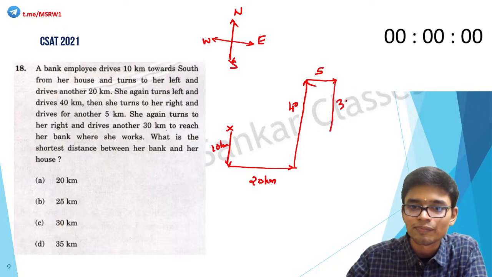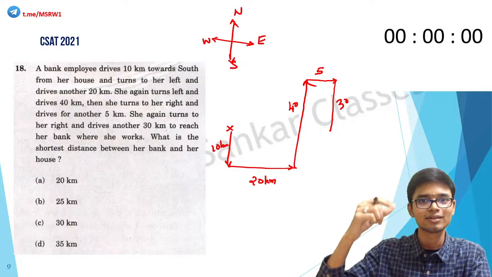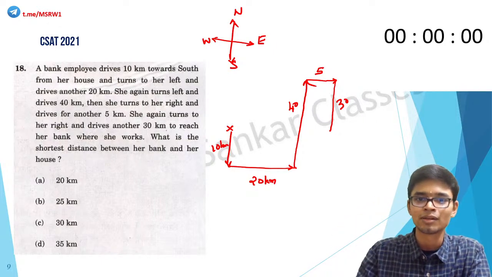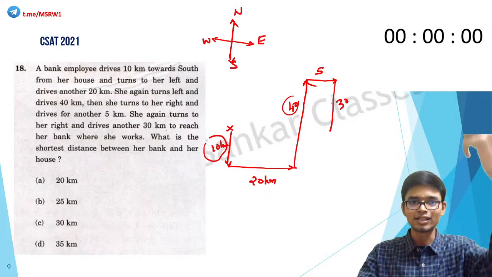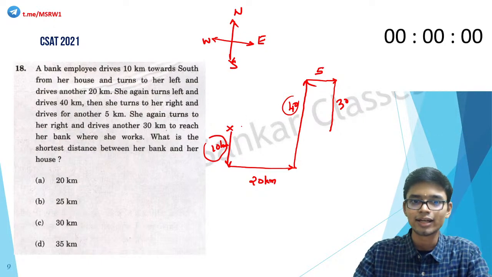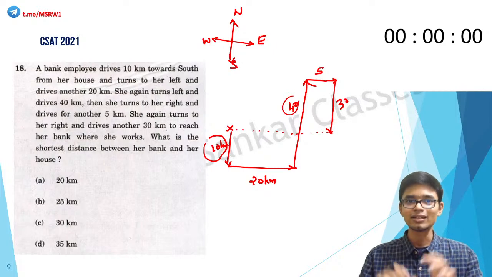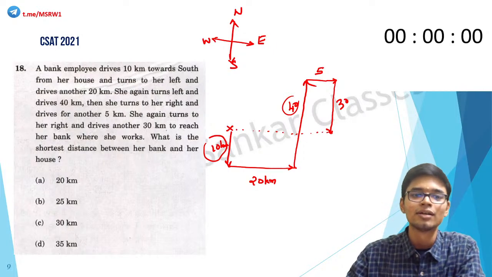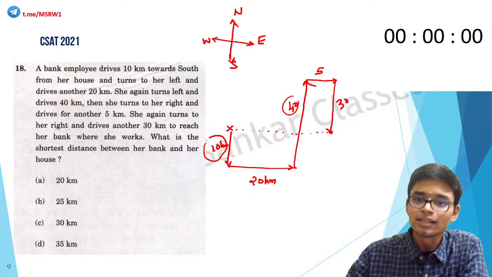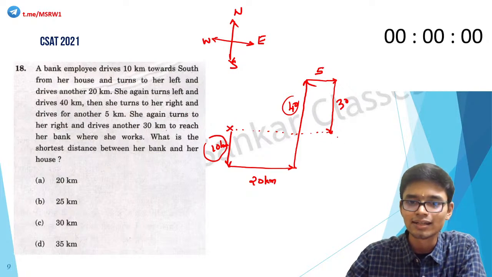She drives 30 kilometers. Here you have to be a bit more intelligent. Why? Because here we have drawn a line for 40 kilometers and here there is a line for 10 kilometers, right? So 40 minus 10 is 30. If she drives 30 kilometers south, then the point will be parallel to here. This is the intelligent kind of drawing. Now, here is her bank, so this is the destination.